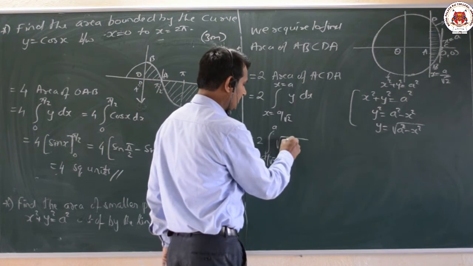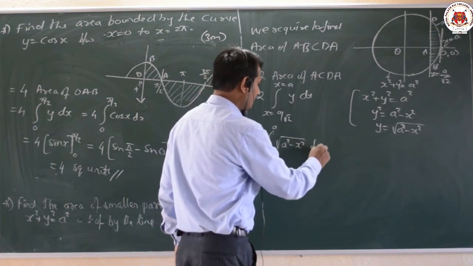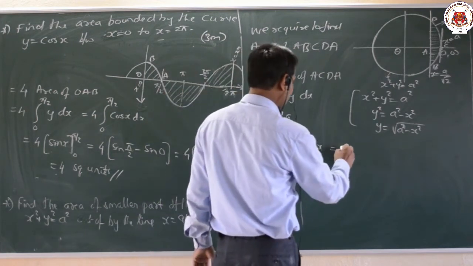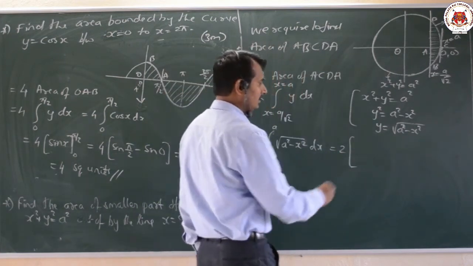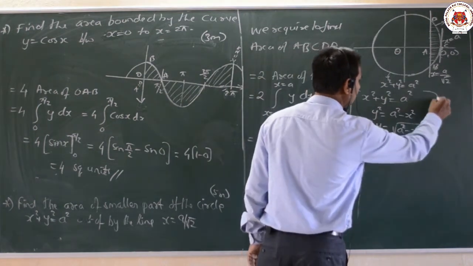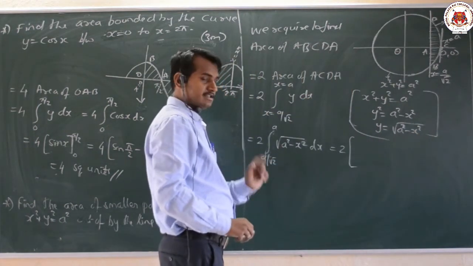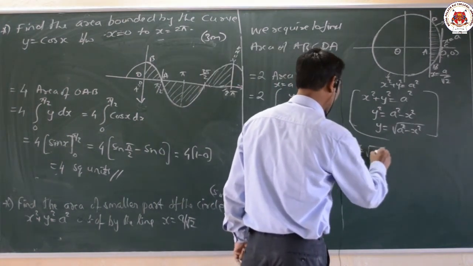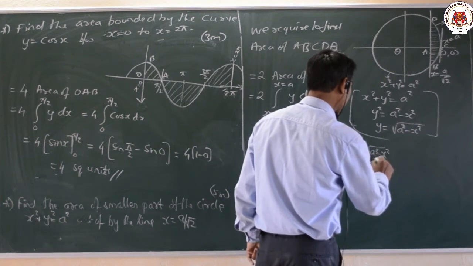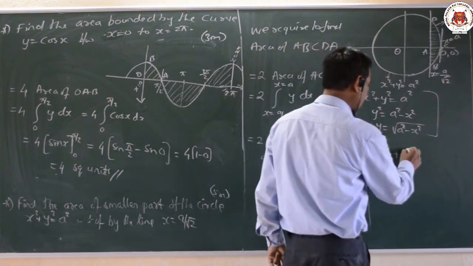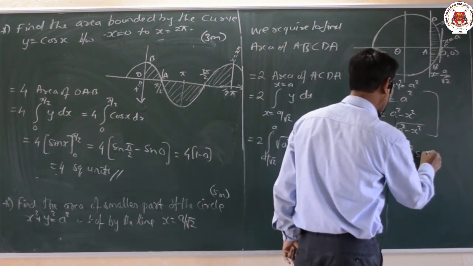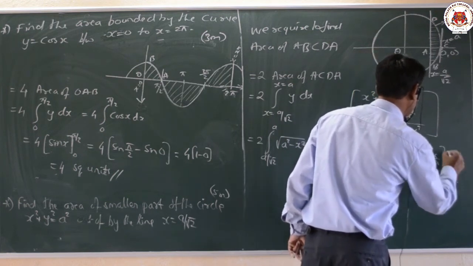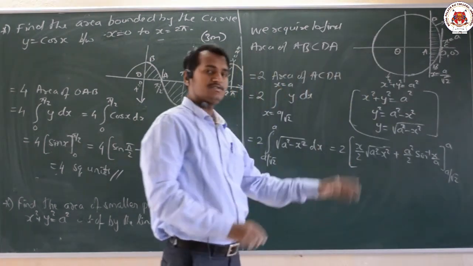That is nothing but the integral of a square minus x square into dx. Now this is 2 into the integral, and here you substitute the value: the integral of root of a square minus x square is x by 2 into root of a square minus x square plus a square by 2 into sine inverse of x by a, between the limits a by root 2 to a. I will substitute all these values.